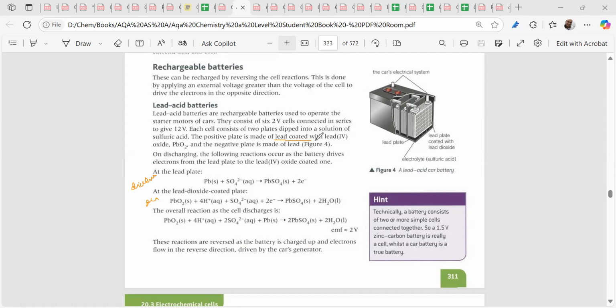Have you underlined it? The positive plate consists of lead coated with lead oxide, and the negative plate consists of lead.